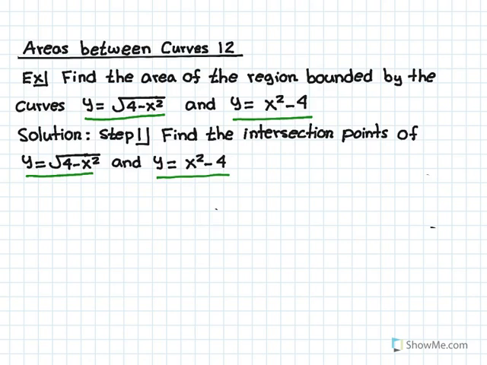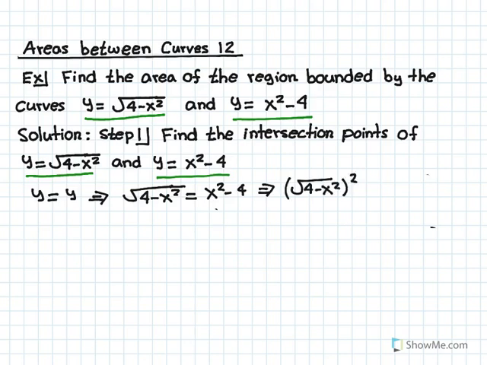So let's do some algebra. Y equals y, and solve for x. So we get root of 4 minus x squared is equal to x squared minus 4. The next step is to square both sides. So we get root of 4 minus x squared, all squared, is equal to x squared minus 4, all squared. So when we square this, the radical disappears and we get 4 minus x squared is equal to x squared minus 4, all squared.